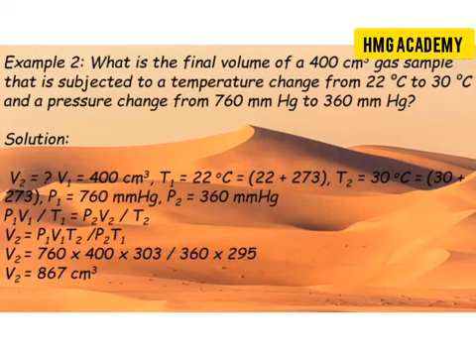Using our formula P1 V1 all over T1 is equal to P2 V2 all over T2. We make V2 the subject of the formula, then input our figures appropriately. If you take your evaluation, the new volume V2 will be 867 cm cubed.